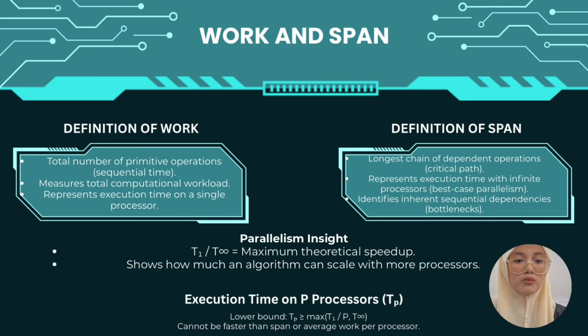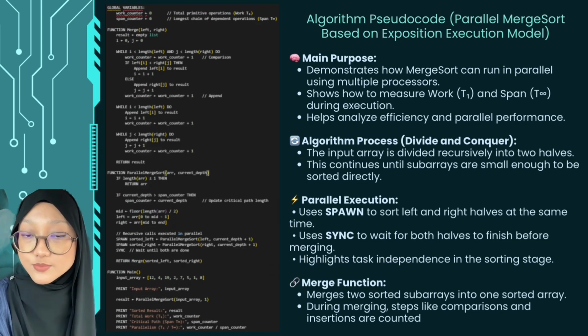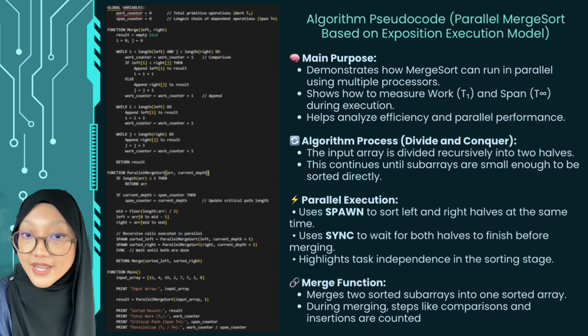scale with parallel processing. Explain the pseudocode for parallel merge sort based on the work-span execution model. This algorithm uses the divide and conquer method. It keeps splitting the array into smaller parts until each part can be easily sorted. Then it merges them back together into one sorted array. To make it faster, this version runs in parallel, which means it lets different parts of the algorithm run at the same time using multiple processors. This is done using two key commands, spawn and sync. Spawn is used to start sorting one half of the array in parallel. Sync waits until both halves are done before continuing to merge.